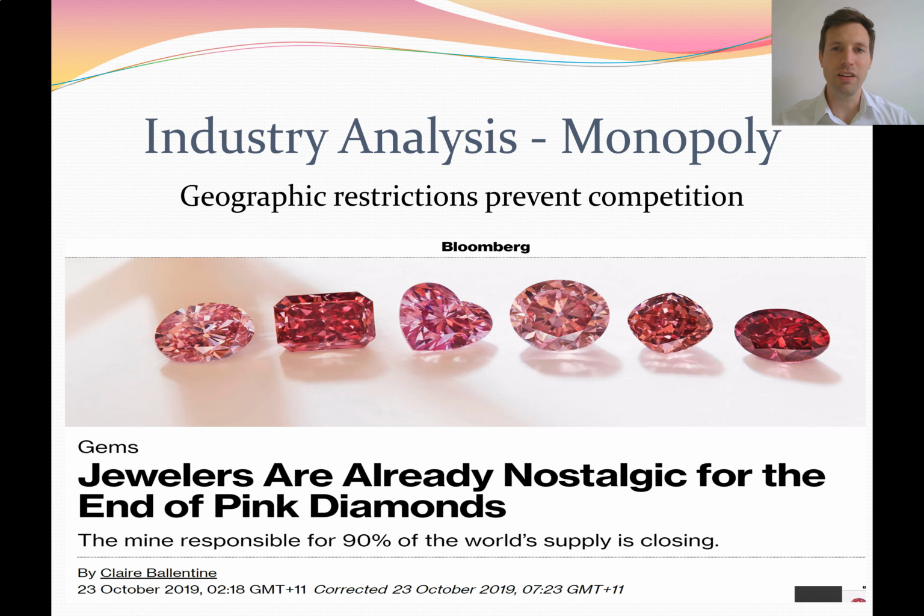Sometimes monopolies can occur due to geographic restrictions. In this article here, we have some lovely pink diamonds. And the majority of the world's pink diamonds come from one particular mine called the Argyle mine. And that's responsible for over 90% of the world's supply. So pink diamonds are highly valued and the prices for pink diamonds are incredibly high. And that's because there's a monopoly. The mine that produces pink diamonds only occurs in one place in the world. It's got one sole owner who can then set the prices for these pink diamonds incredibly high.